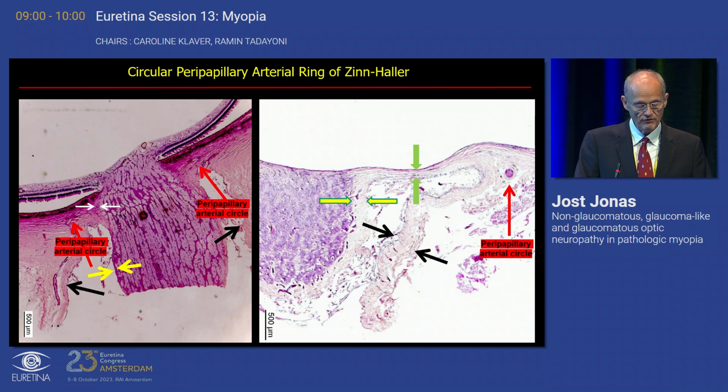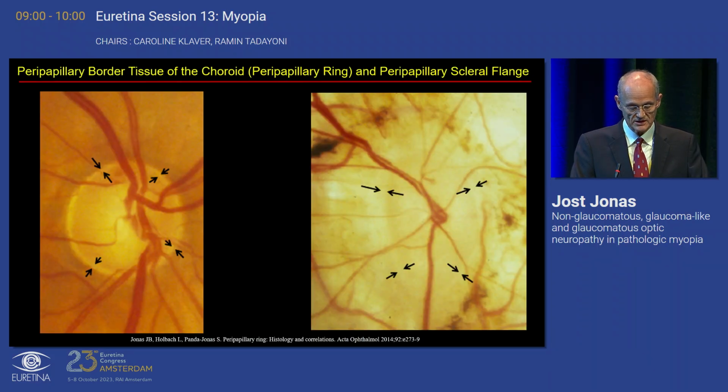Another anatomical risk factor potentially for the increased glaucoma prevalence in highly myopic eyes may be the increased distance between the peripapillary arterial circle and the lamina cribrosa, the distance being increased by the elongation of the scleral flange.